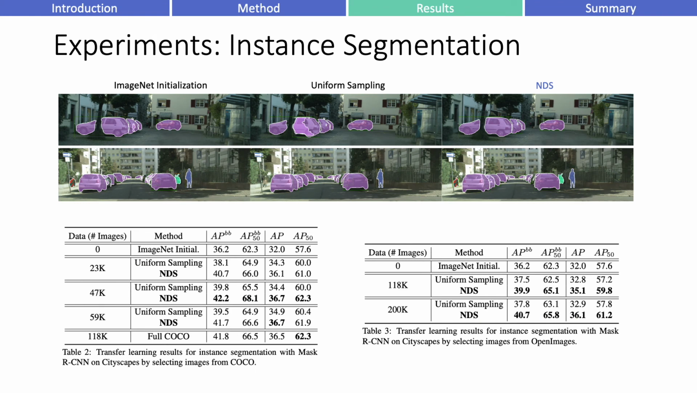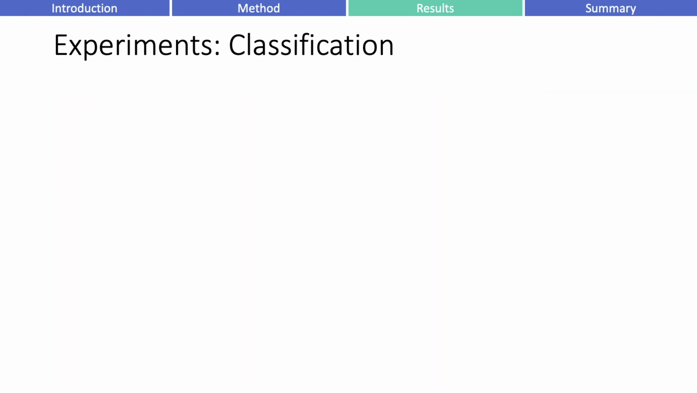Here, we evaluate an instance segmentation task on the Cityscapes dataset. Our approach is 2 to 3% better than the uniform sampling baseline. We also see that pre-training with 40% or 50% of images from Coco yields comparable or better performance than pre-training using the entire dataset. We also perform a set of experiments with several classification datasets.